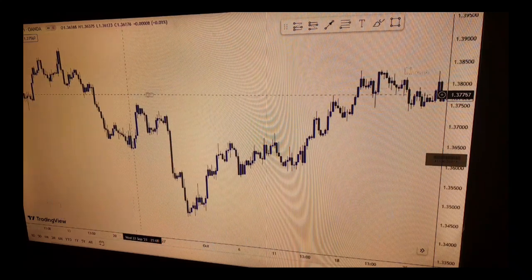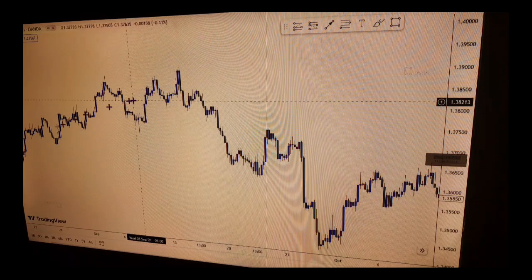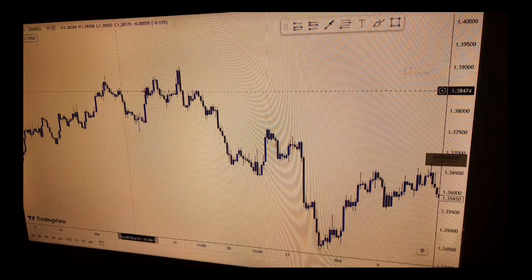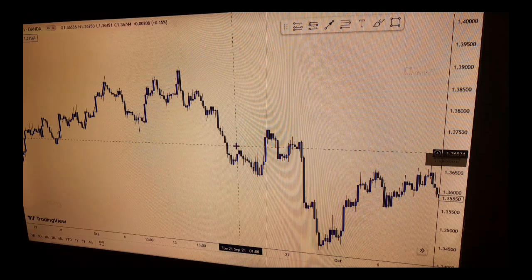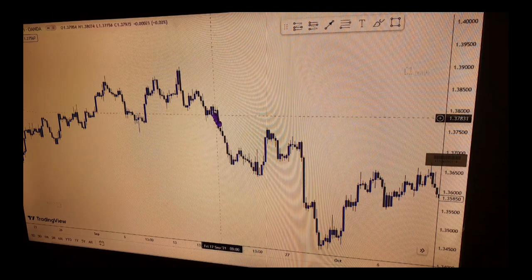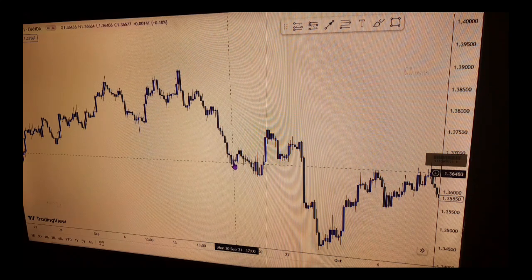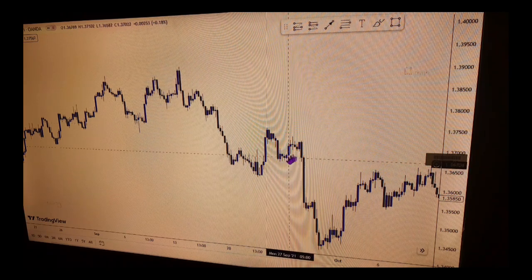Now, as you can see right over here, let's focus right over here. The market was doing higher highs and higher lows, right? And then it comes to do the lower lows and lower highs. So now, if you check right over here, we have our impulse move to the downside, and then the market starts to make our symmetrical triangle to squeeze itself.